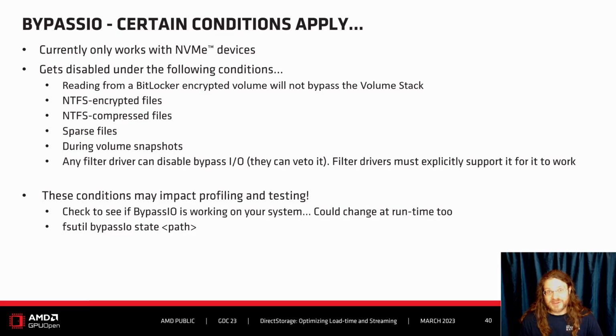Microsoft has provided a utility, FSUtil, with the bypass IO state options to allow you to test whether or not a file path supports bypass IO. And it might be important for you during testing to test whether or not it is enabled, because it will impact your profiling and testing performance.